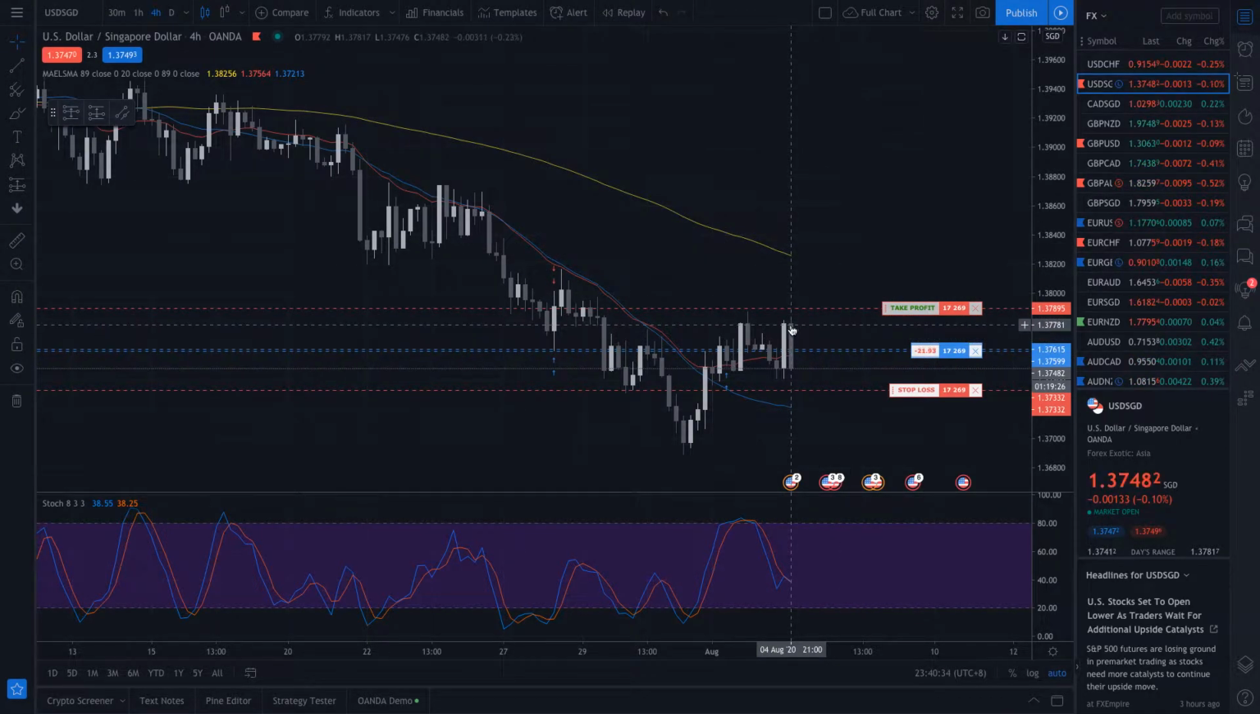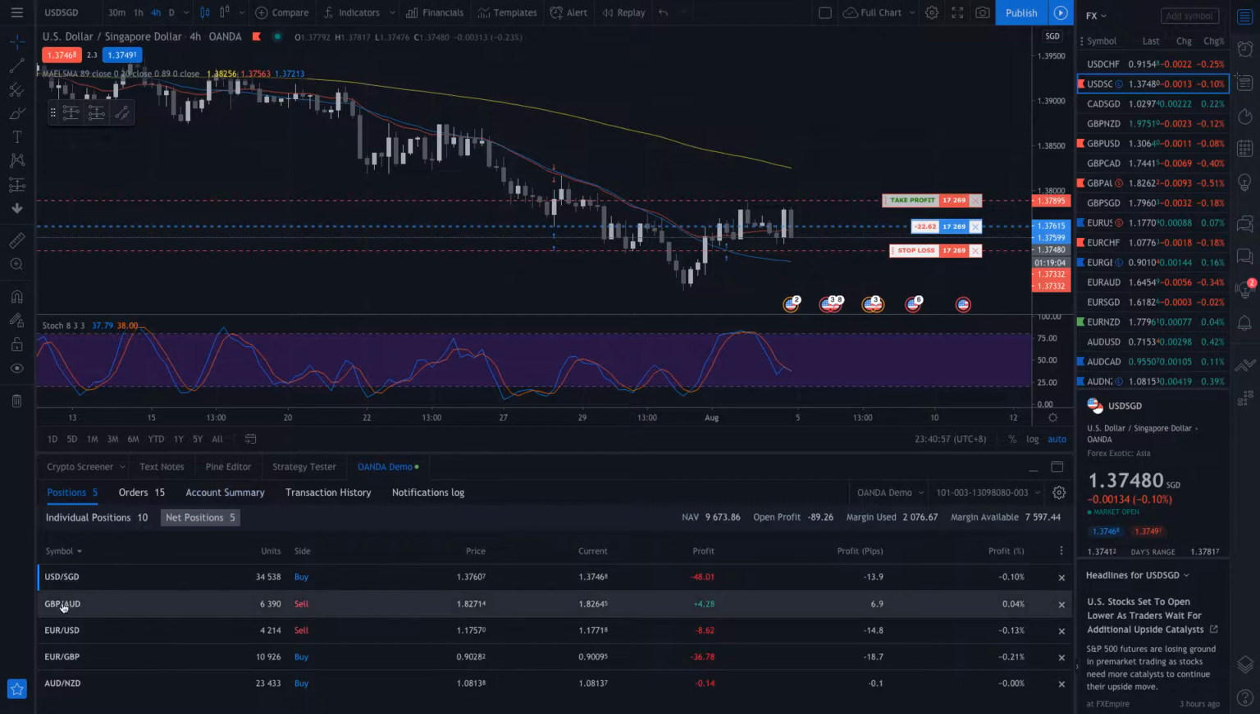So that's probably why I just waited. But unfortunately it doesn't seem to be the case, and it's just ranging. So I'll probably try to get out at break even. I could move my take profit down right above break even and then get out. But we'll see how it goes.